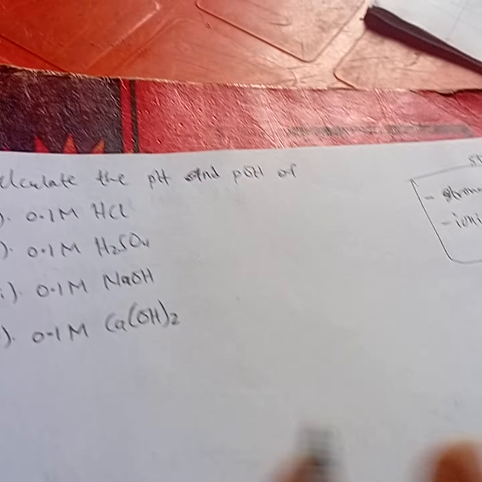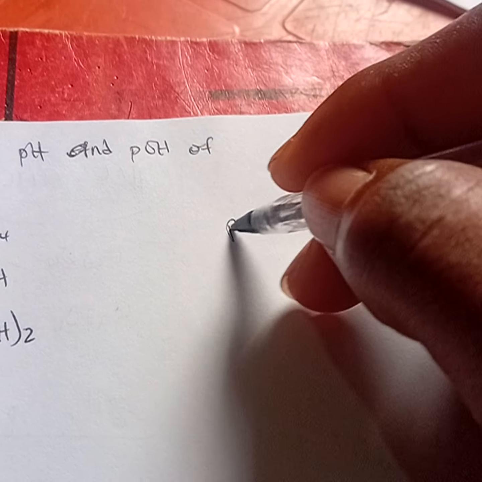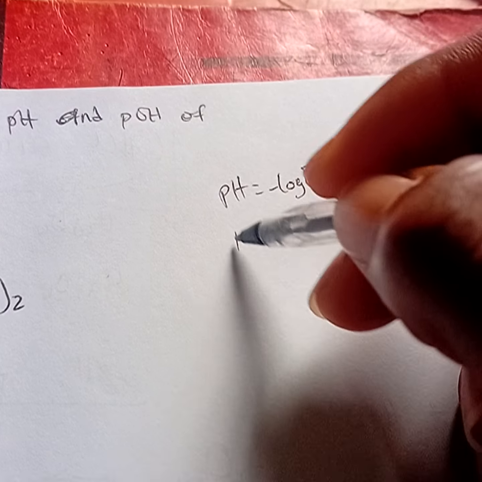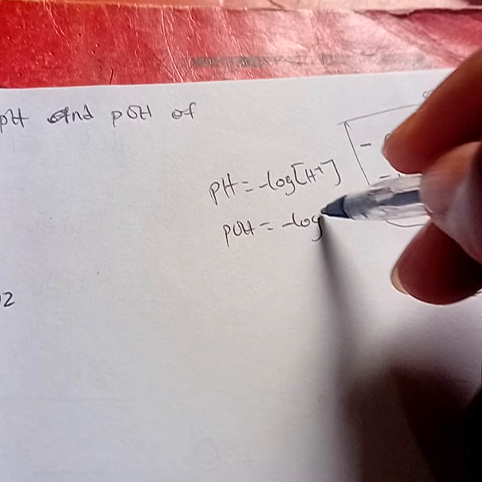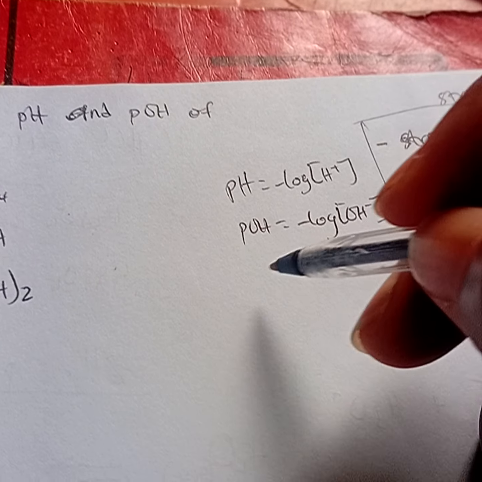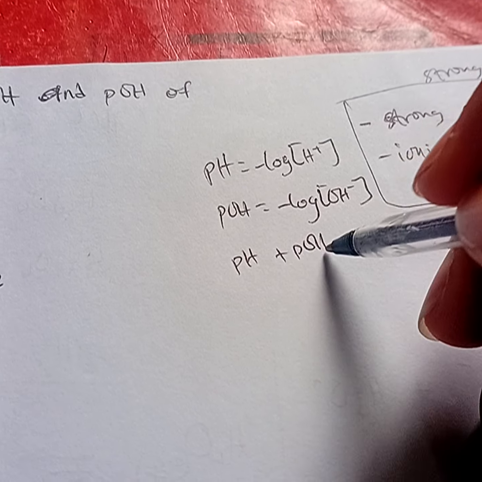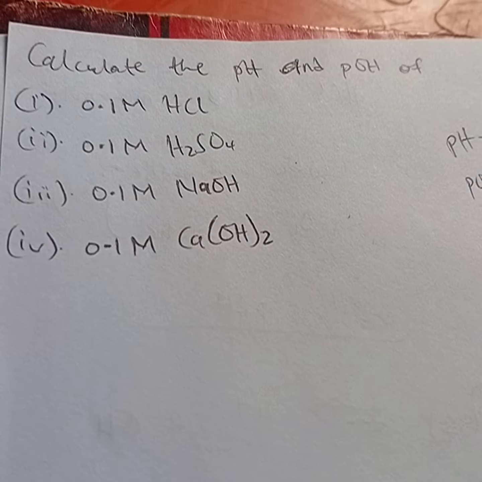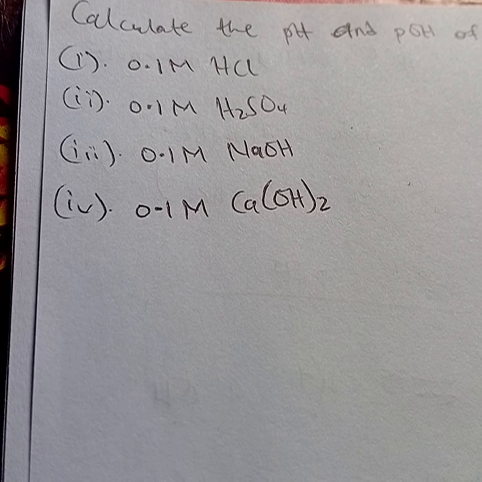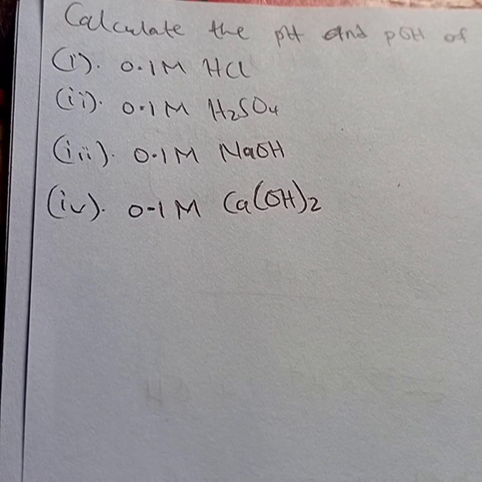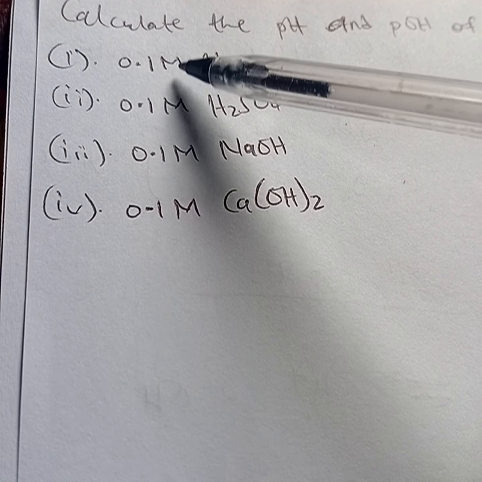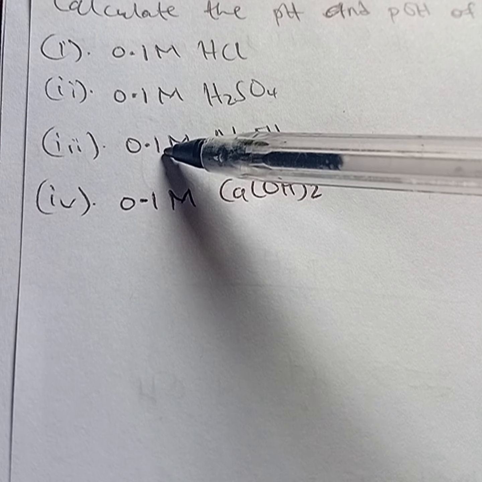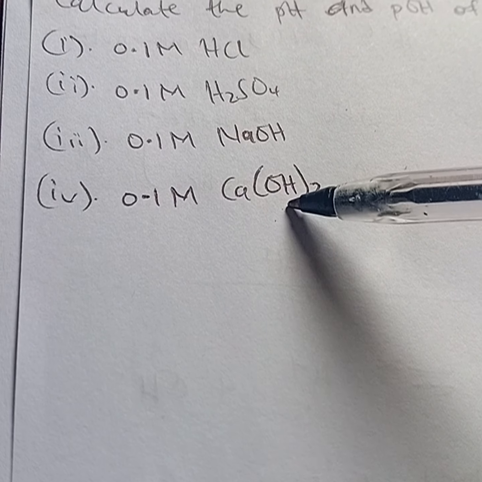Alright, so now we can calculate this. We already know that pH is equal to negative log of the concentration of H+ ions, and pOH equals negative log of the concentration of OH- ions. And we came out with the formula that pH plus pOH equals pKw, which is 14. So let's solve the first question here. Calculate the pH and pOH of all these: 0.1 molar HCl, 0.1 molar H2SO4, this is sulfuric acid, 0.1 molar sodium hydroxide, and 0.1 molar calcium hydroxide.